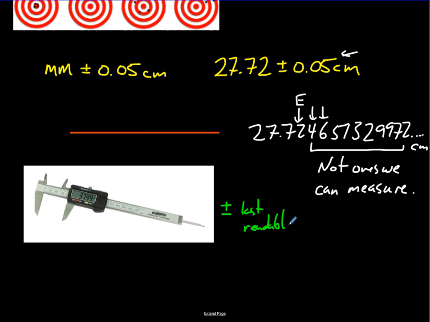The reason being is that on a millimeter ruler, your eye can actually see where that point's resting. If this is the 7 and the 8's over here, you can see it's a little more than 7. It's not quite 7.5. So we estimate that to be 7.2, in terms of millimeters, that is. So that's where our estimate comes from. With a digital one, you don't have the ability to estimate. You're relying on the circuitry to do that for you. So the uncertainty is not half the last readable digit, but plus or minus the last readable digit.